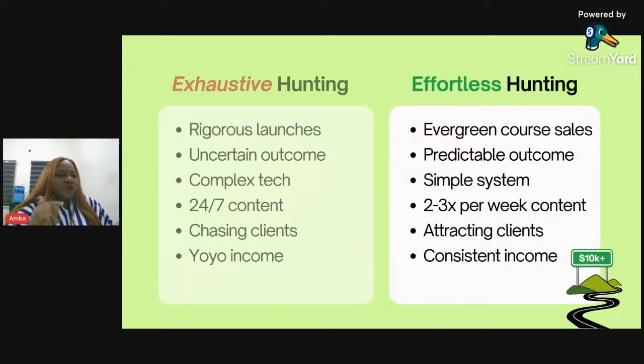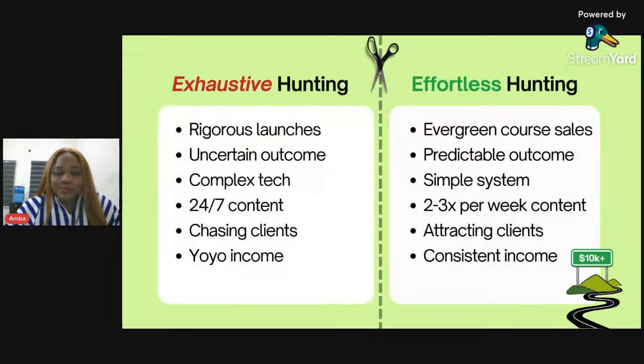Effortless hunting also involves attracting clients instead of chasing them, and then you earn consistent income. So it's not this yo-yo approach, where you earn in September, the next time you earn is in January, then September again, then January. Yo-yo style income. So we're talking about effortless hunting.